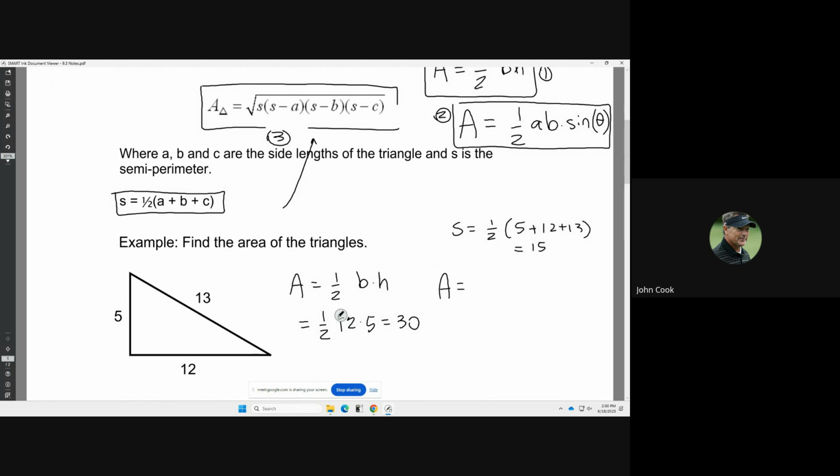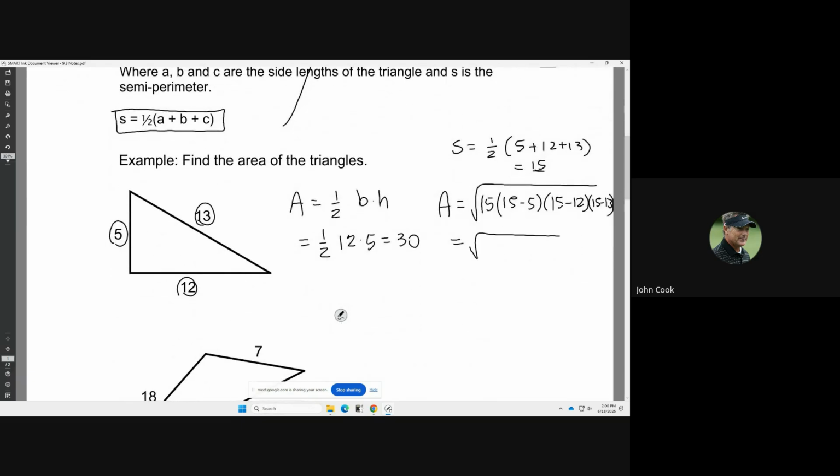Okay, so it looks something like this. The area of the triangle is going to be equal to the square root of the semi-perimeter, which is 15, times the semi-perimeter minus each of the side lengths. So minus 5, 12, and also 13. So 15 minus 5, 15 minus 12, and 15 minus 13. All right, let's simplify it a little bit. So 15, and then 15 minus 5 is 10, and then 15 minus 12 is 3, and then 15 minus 13 is 2.